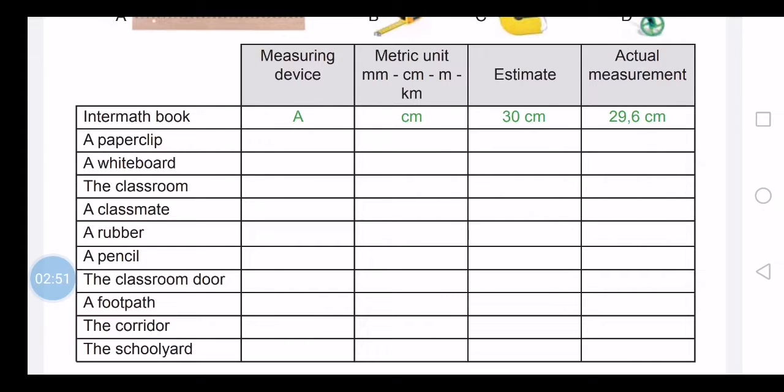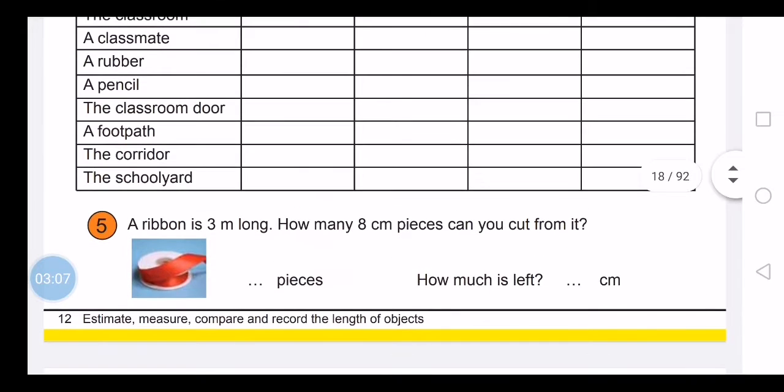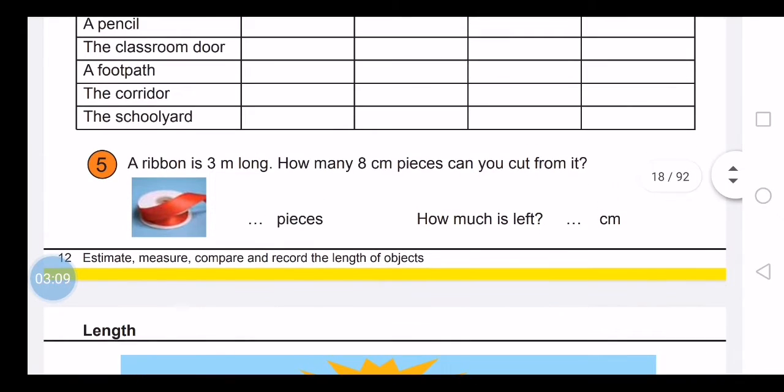Have a good guess at the length and then the actual measurement, boys and girls. If it's something you have at home, you can measure it and do it. But most of them, like for example, the classroom, a whiteboard, you're not going to be able to do that. So we'll do the actual measurement when we're back in the classroom, which hopefully won't be too far away. Let's see. Okay, and then there's a word problem down the end. See if you can figure that one out.